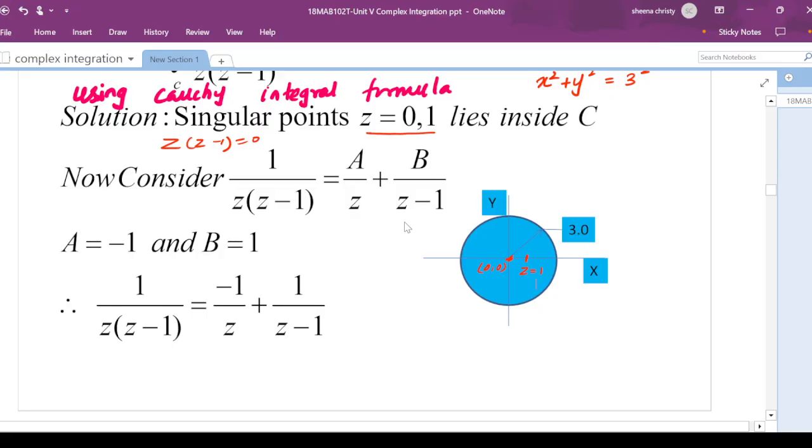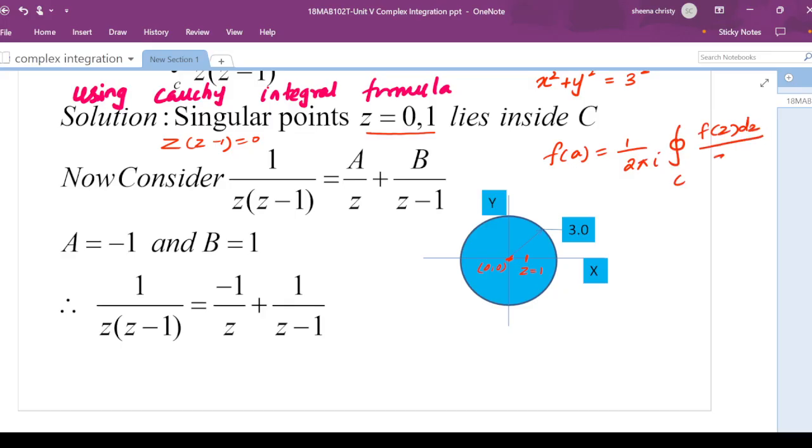Why? Cauchy's integral formula says that f of a equal to 1 by 2 pi i integral over the contour C f of z into dz by z minus a. Here the point z equal to a lies inside C. Because of this, we are separating the 2 points which are lying inside C by making use of the partial fraction method. Now, we have to get the values of A and B.